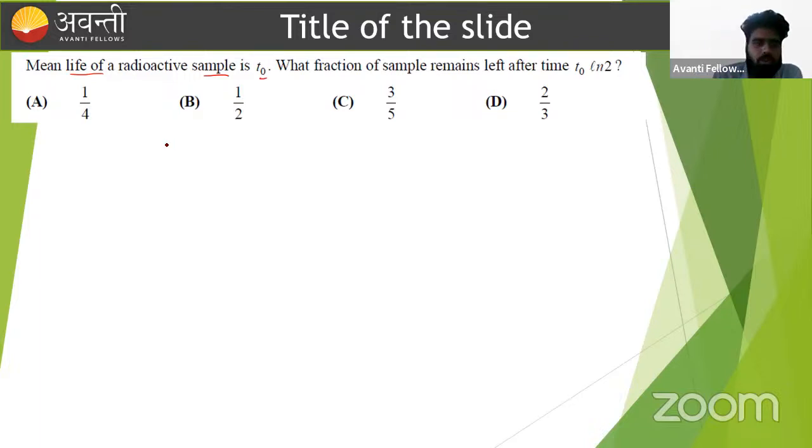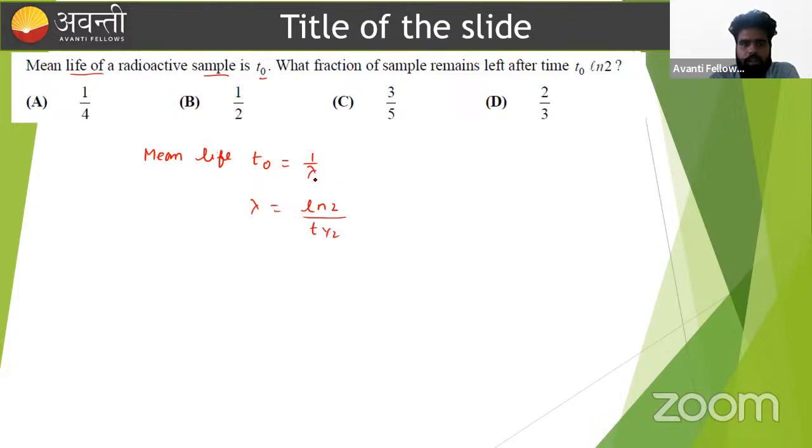So what is the mean life? We have to remember this formula also. What is the mean life in the radioactive sample case? The mean life, or average life, is given as T naught, and this is always written as 1 upon lambda. And how can lambda be written? We can say that lambda can also be written as ln2 divided over T half.